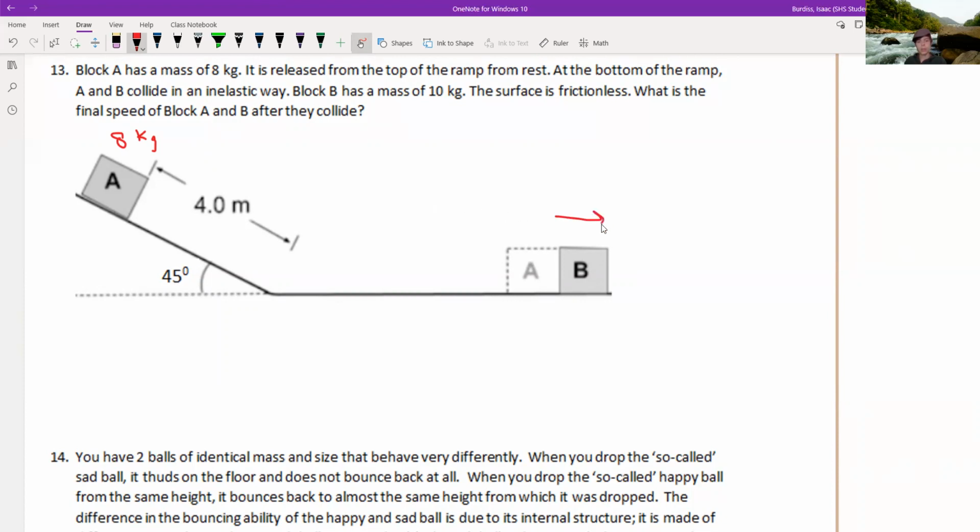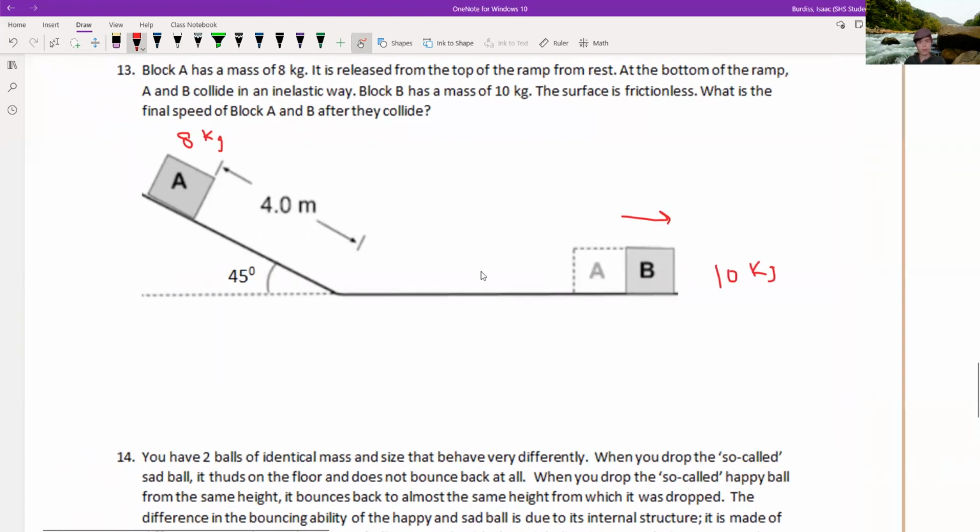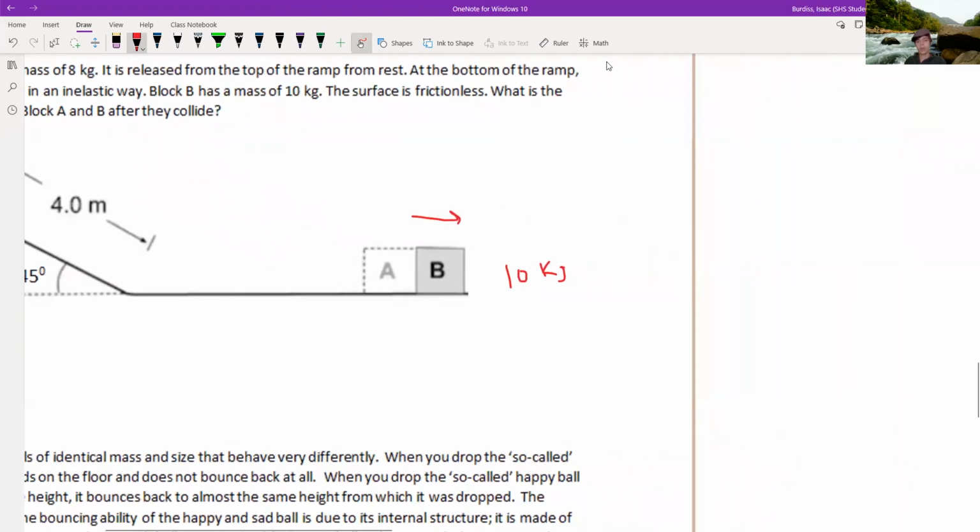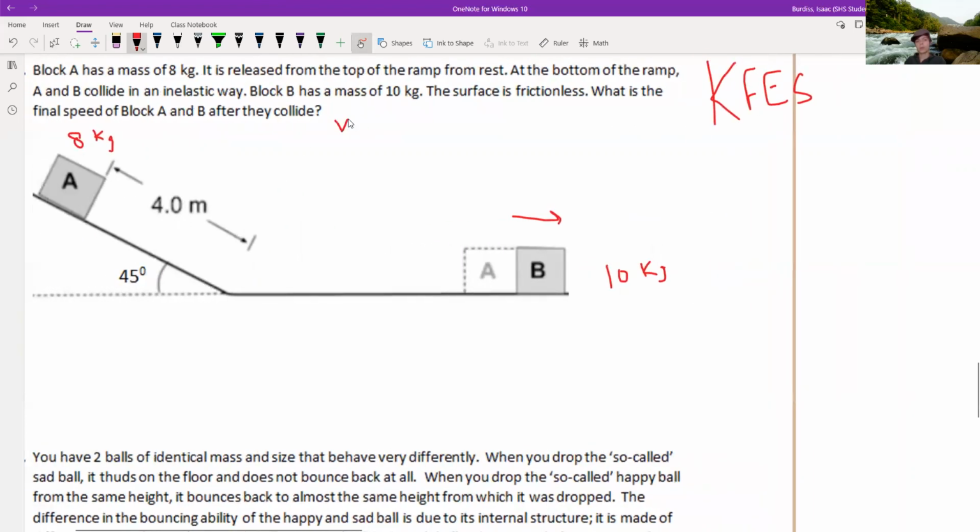That means they keep going in the same direction. They don't bounce off of each other. Block B has a mass of 10 kilograms. What is the final speed of both after they collide? How do we do this? So we can use the KFES method that I always say. So we need to write what we know. We did that. What are we trying to find? We're trying to find the final velocity.